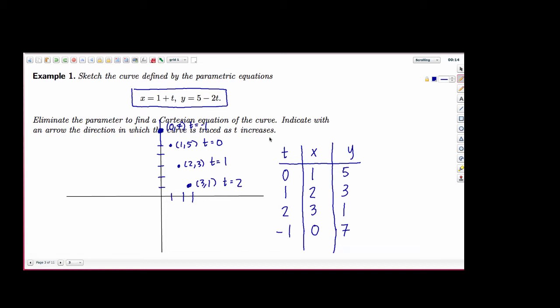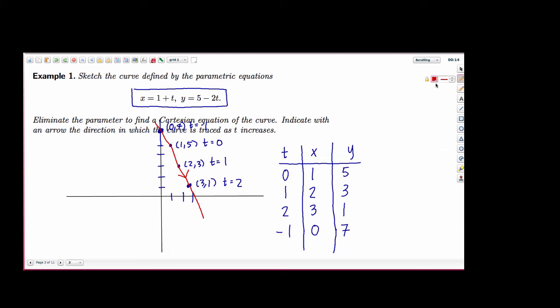So it looks like, my picture isn't perfect of course, but it looks like we're getting a line for this curve. And when I say indicate with an arrow the direction in which the curve is traced as t increases, we see that as t gets bigger, our curve is going down and to the right. Again, it looks like a line, we're not 100% sure, but it looks like we're going in this direction. So as t increases from 0 to 1 to 2, our curve goes down and to the right.